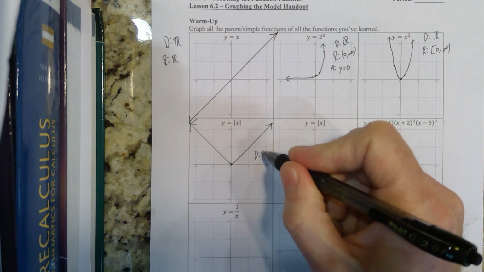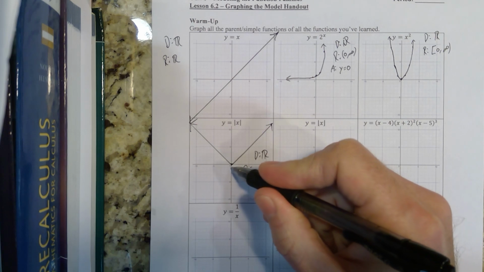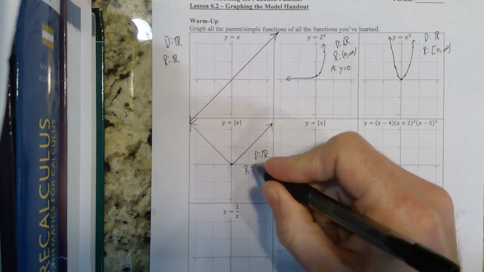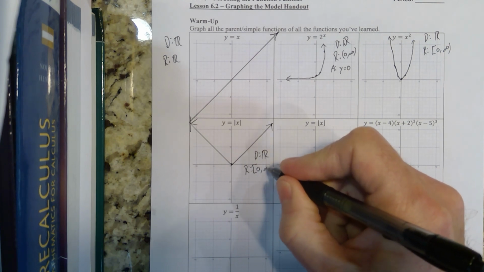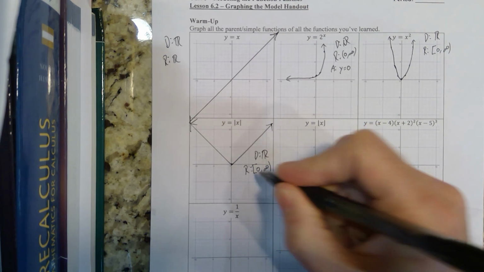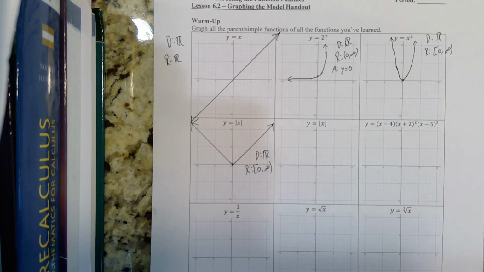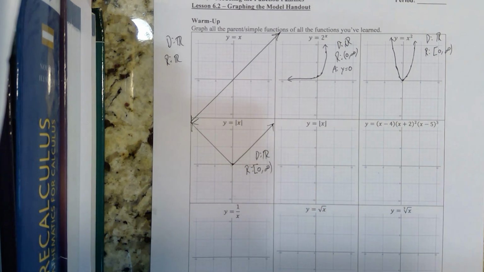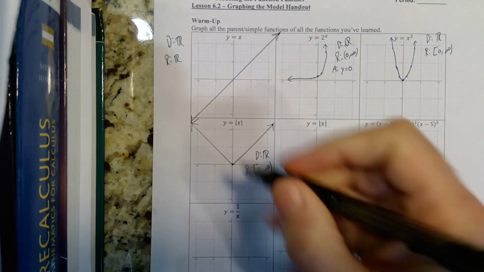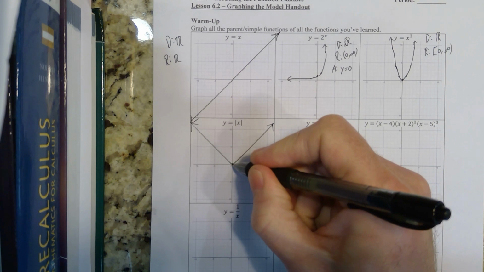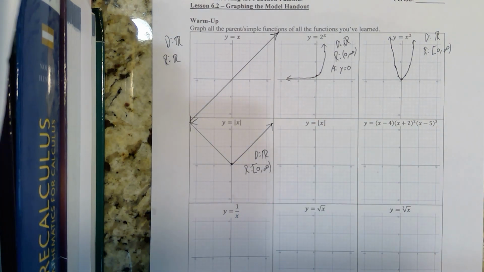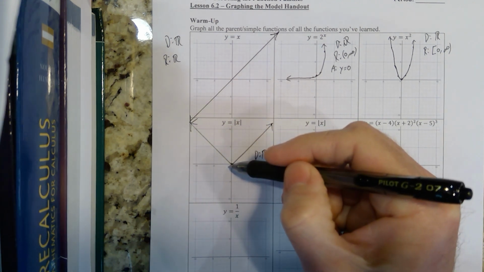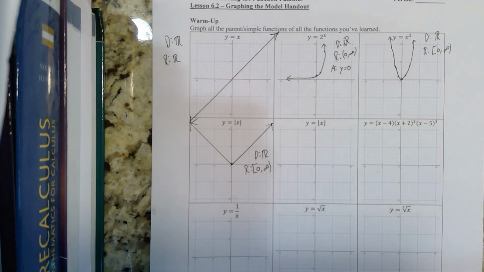Domain, all reals. Range, again, notice we never go below the x-axis, but we do touch it. We do have a 0 there, so 0 to infinity with 0 being included. We do have a 0 right there at the origin. We don't have any asymptotes. We do have an absolute as well as relative min right there again at the origin.